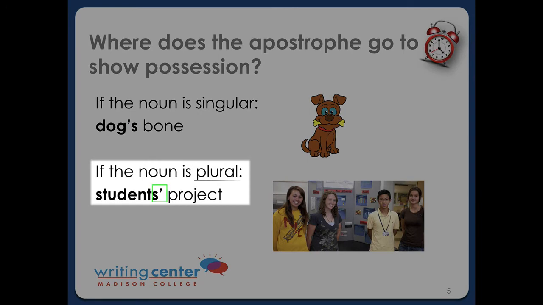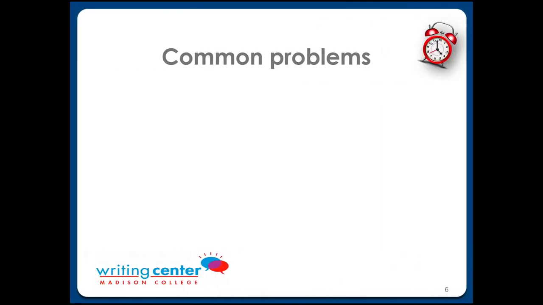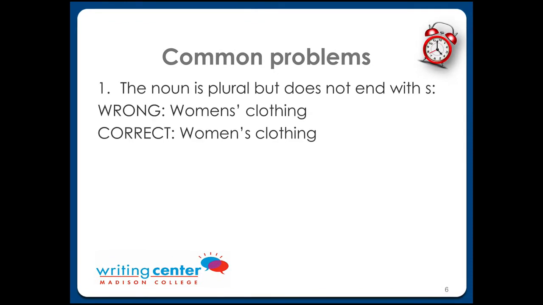Kate, you know what I'm thinking about? I bet, the common problems. That's exactly right. Let's look at a couple. Yeah, like when a plural noun doesn't end in S, like women or children or people. In these cases, you need to add an apostrophe S.